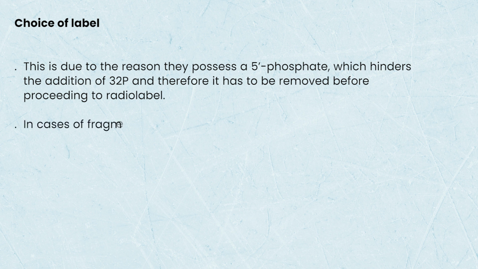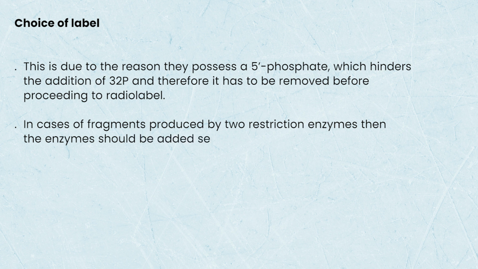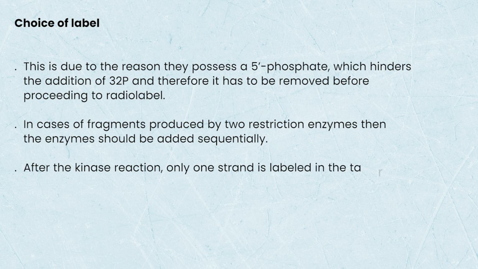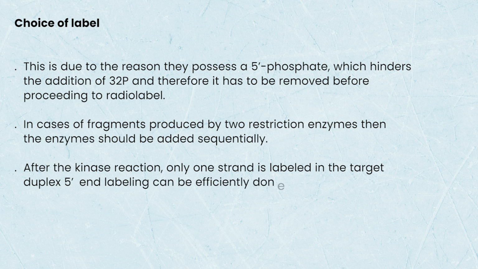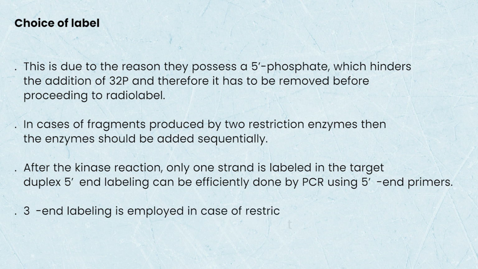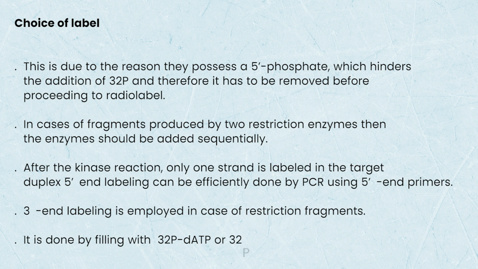In case of fragments produced by these 2 restriction enzymes, the enzymes should be added sequentially. After the kinase reaction, only one strand is labeled in the target duplex at the 5' end. Labeling can be efficiently done by PCR using 5' end primers. 3' end labeling is employed in case of restriction fragments. It is done by filling with 32P dATP or 32P dCTP using a suitable polymerase.